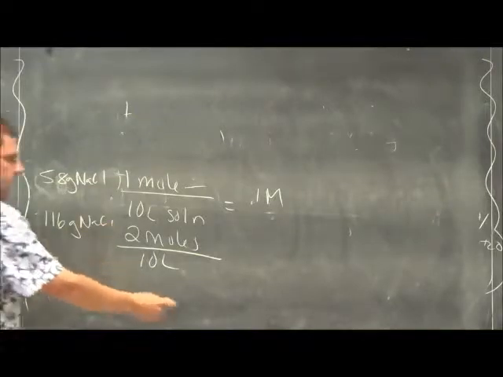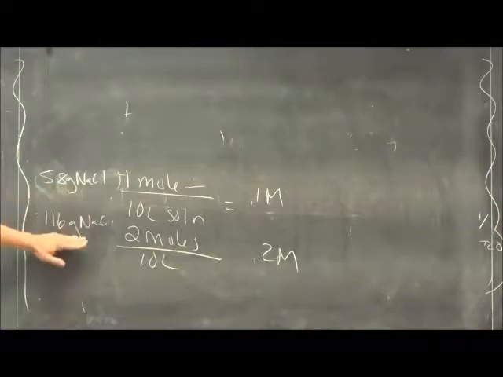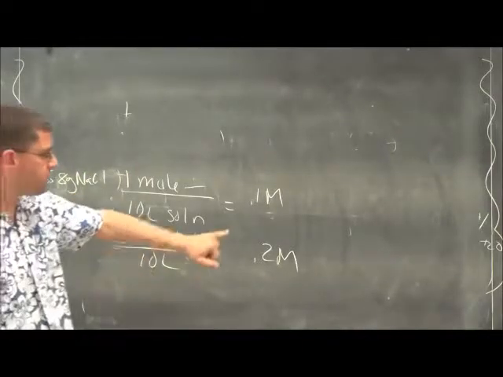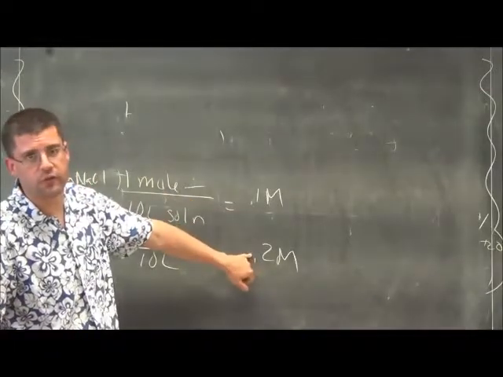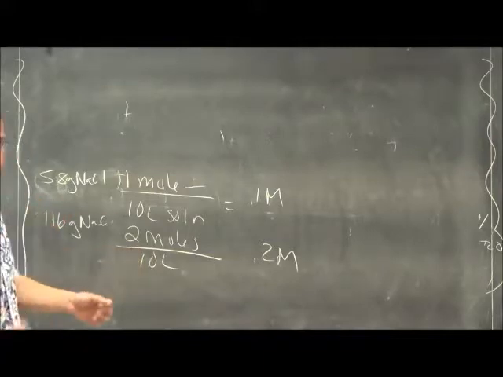So what happens to the molarity? It goes up to 0.2 molar. Is that clear? So when you add more solute, you double the solute, maintain the same amount of solution, you increase the concentration, the molarity. How would I then weaken this? I can't just pull the salt out.